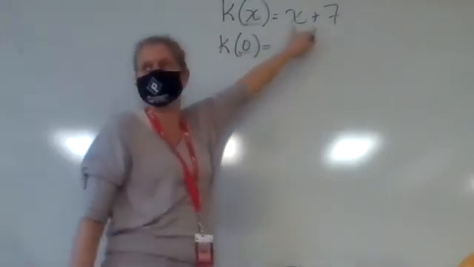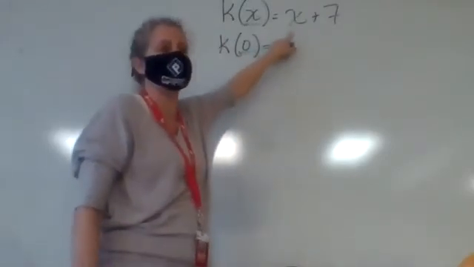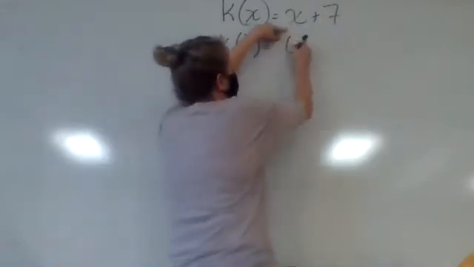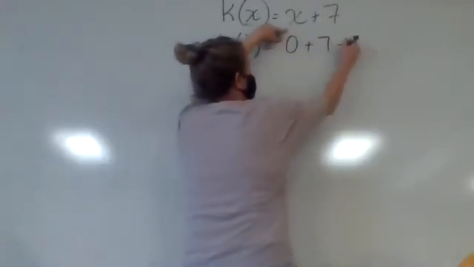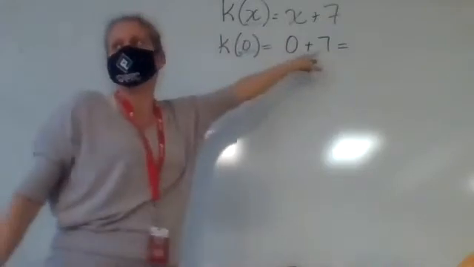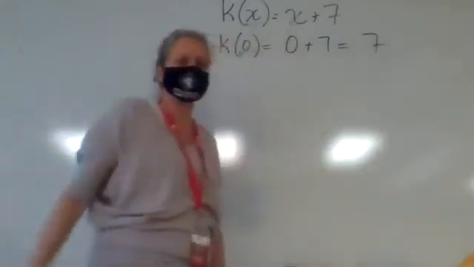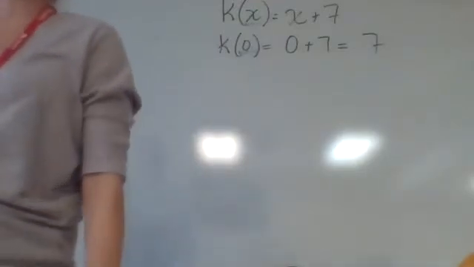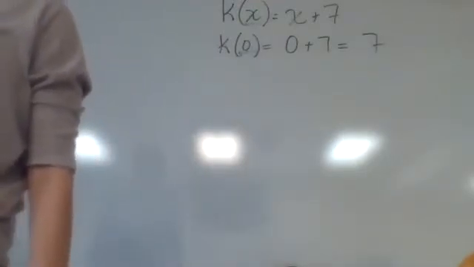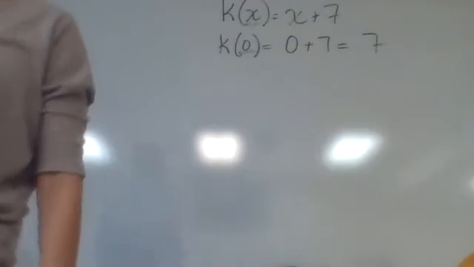So what am I going to replace the x with first? 0. Here's my function. I'm going to use it over and over and over. So I'm going to put a 0 in place of that x, bring down my plus 7, and then do the math. 0 plus 7 gives me 7. So k of 0 equals 7. So what did 0 do to my function? It turned it into a 7.